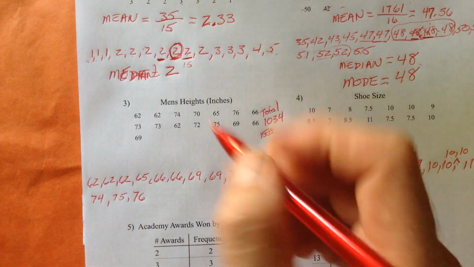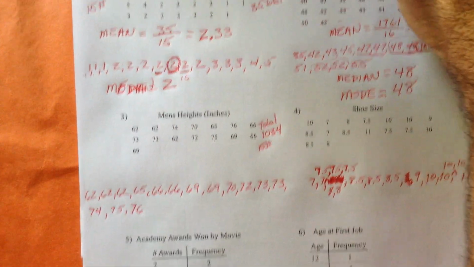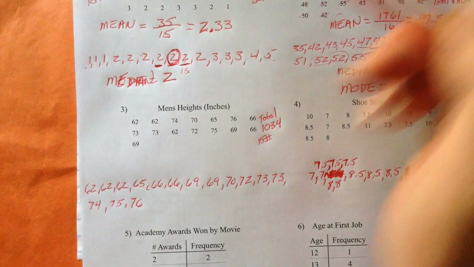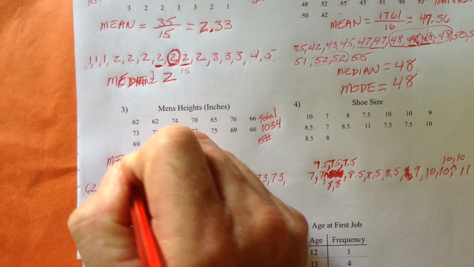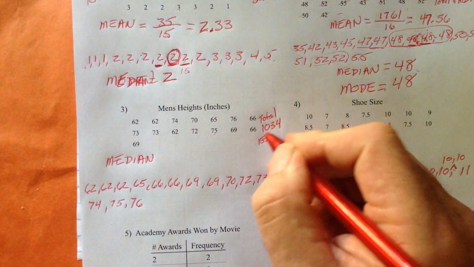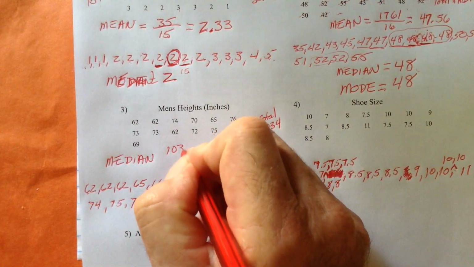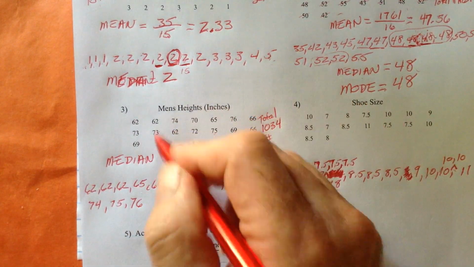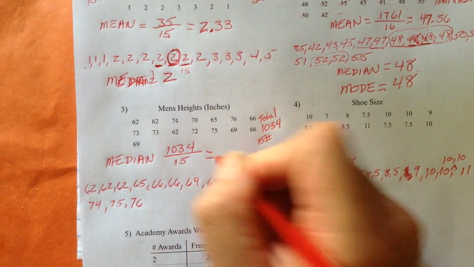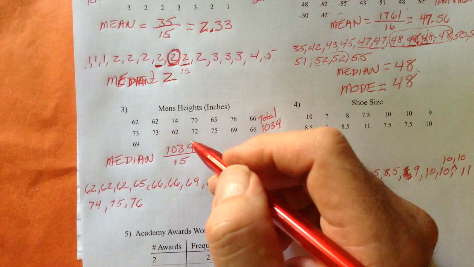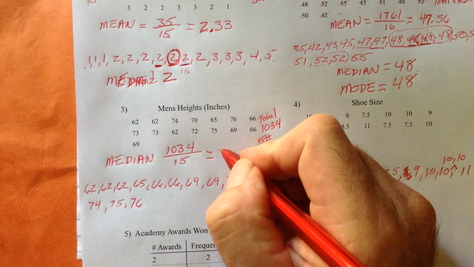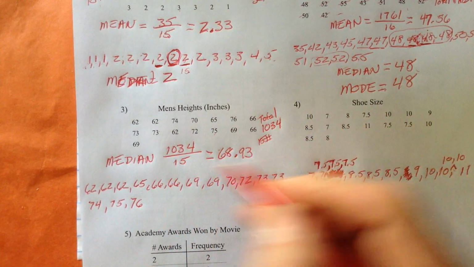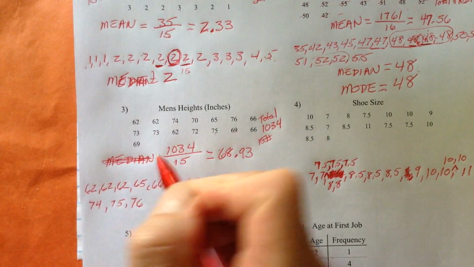Okay? So now I'm going to start out again with the mean. The mean is the average. So therefore, I take the total, 1,034, divided by how many numbers I have in the set, which is 15 of them. You put that into a calculator and you calculate out 68.93 would be the, whoops, that's supposed to be the mean.